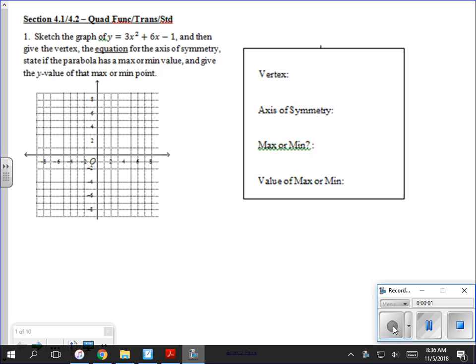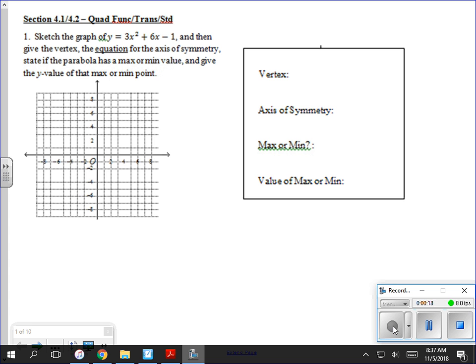So, sketch the graph of y equals 3x squared plus 6x minus 1, then give the vertex and the equation for the axis of symmetry. State whether the parabola has a max or a minimum value, and give the y value for that max or minimum point.